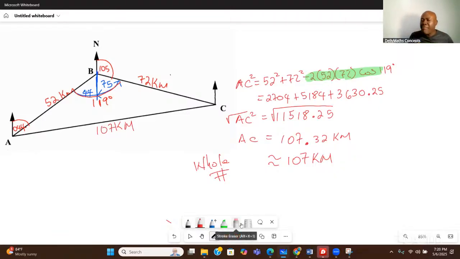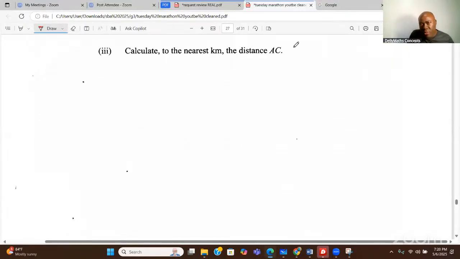You do notice that every time you do bearings, it's very repetitive. We're repeating the same ideas. We're going to use cosine rule, we're going to use sine rule, SOHCAHTOA, the same things. Let's see what the next question holds for us. So we found this to be 107, right? All right, let's keep going.